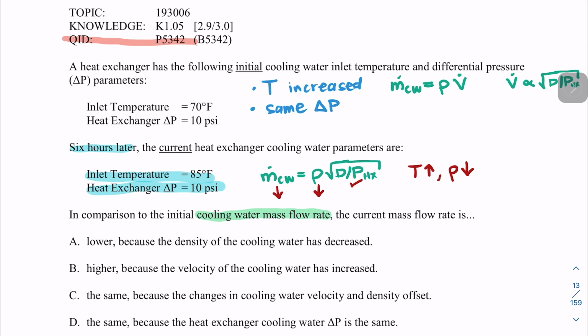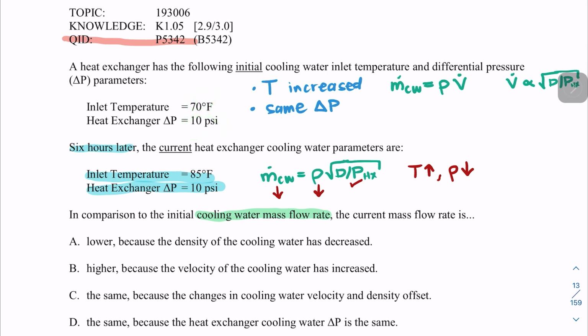So what am I seeing here? What I'm seeing is that I have an increase in temperature, right? But I have the same differential pressure, right? So I'm comparing. So what is this asking? Now that I know what's going on, it's giving me this temperature and it's giving me the differential pressure.